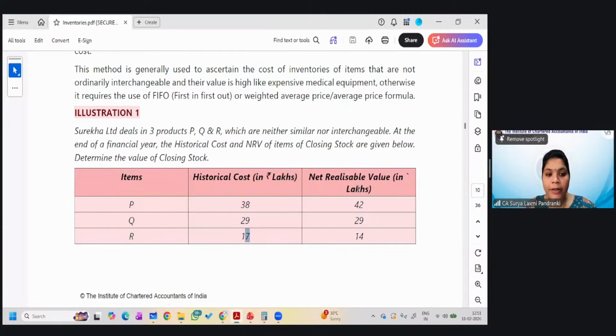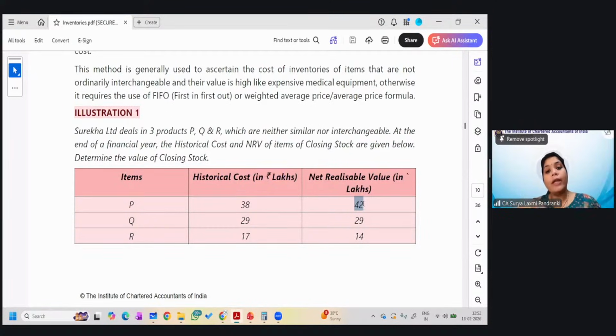Which means what is happening here? I have purchased 3 different products, and now I have to sell. If I have to sell these products in the market, I can sell them for these prices. That is NRV, correct? I purchased P for 38 lakhs, and if I have to sell it in the market, I can sell it for 42 lakhs. That is the information given in the question.